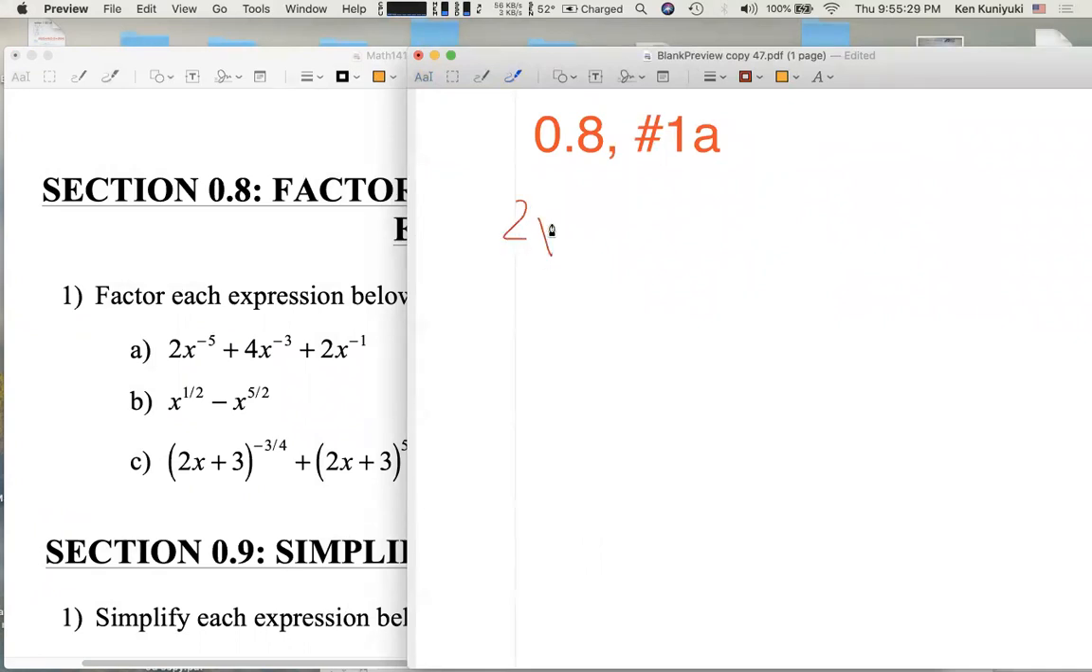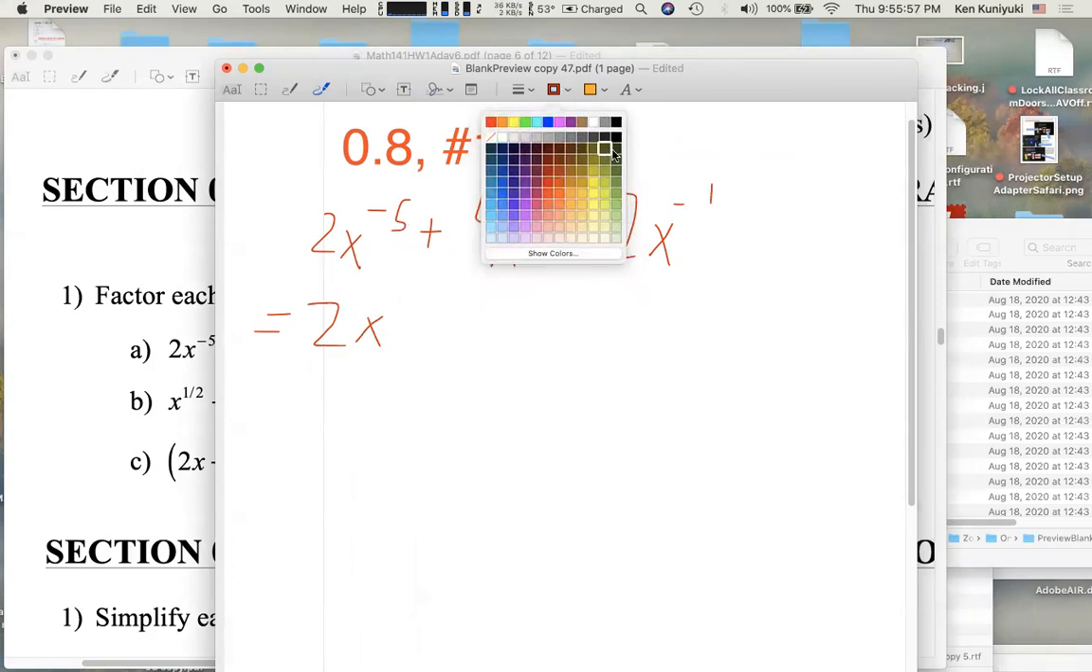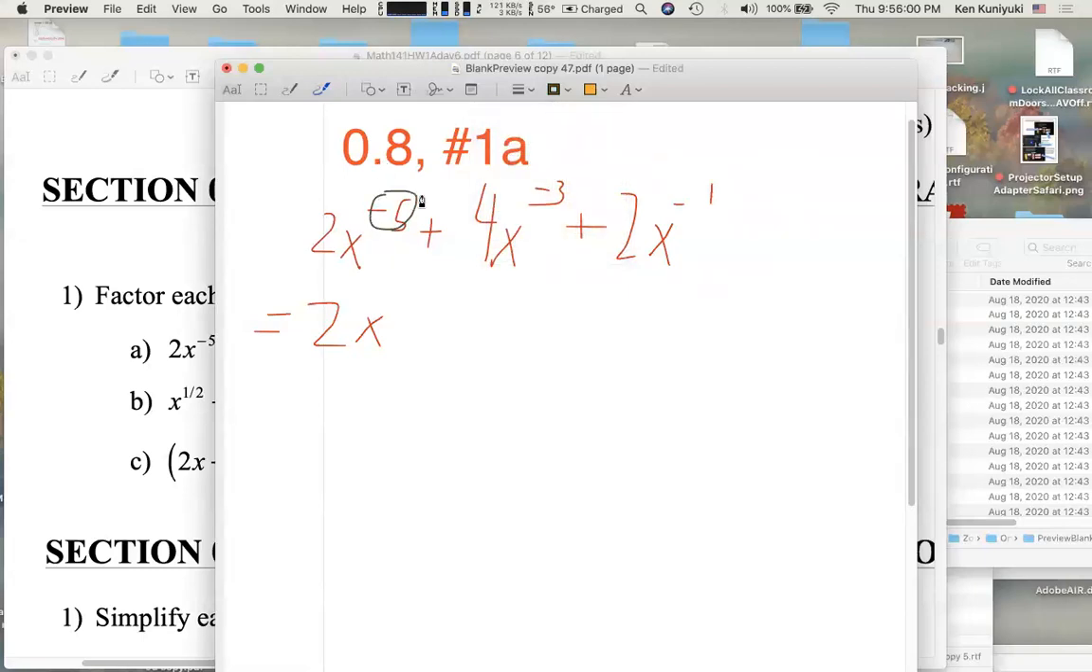I'll write it out. Okay, so we have 2x to the negative fifth plus 4x to the negative 3 plus 2x to negative 1. We can factor out a 2. That's not too bad. We can also factor out x to the what? Remember, we factor out the power of x with the least exponent. What are the exponents? Negative 5, negative 3, negative 1. Negative 5 is furthest to the left on the real number line. This is our GCF.